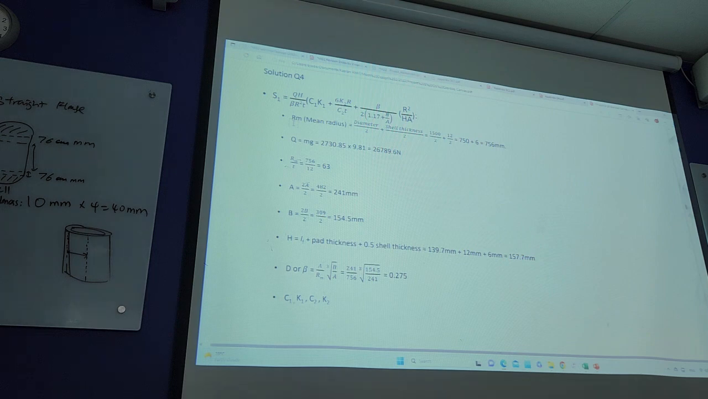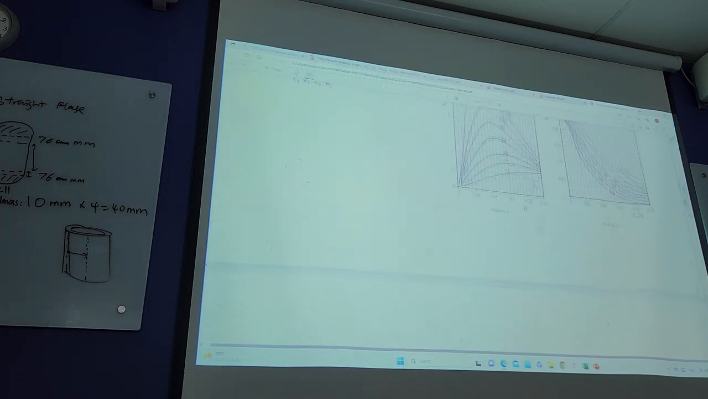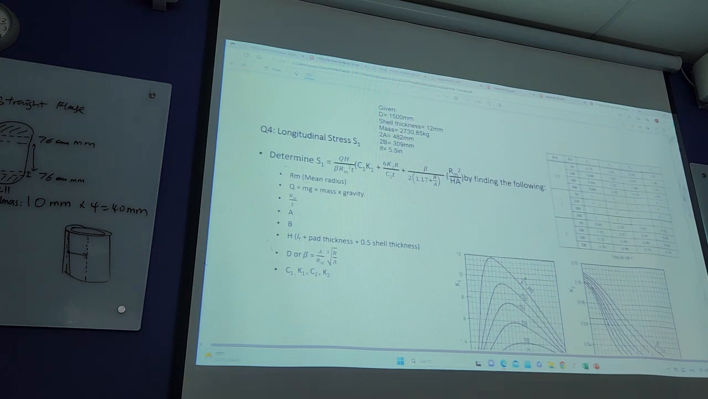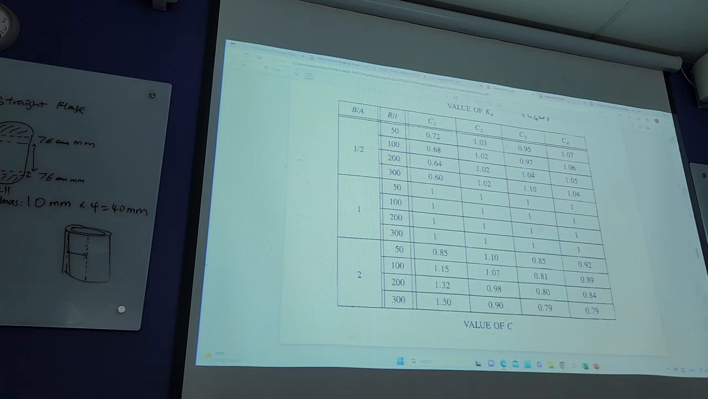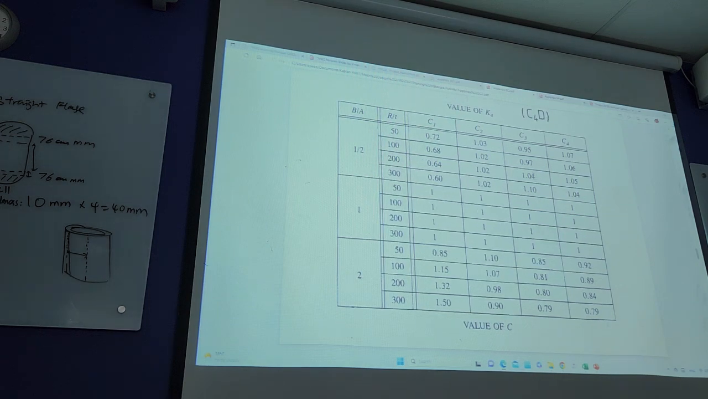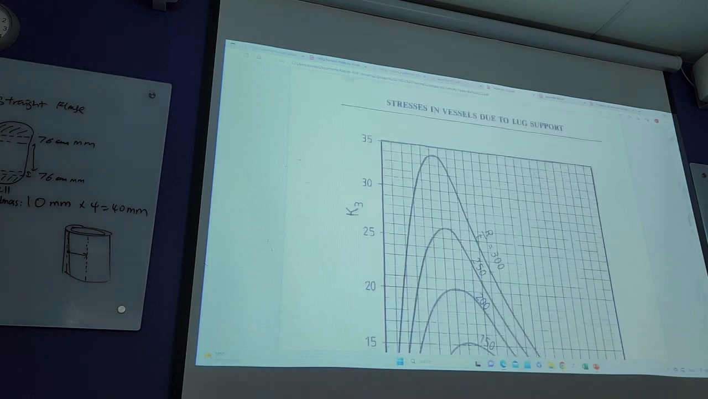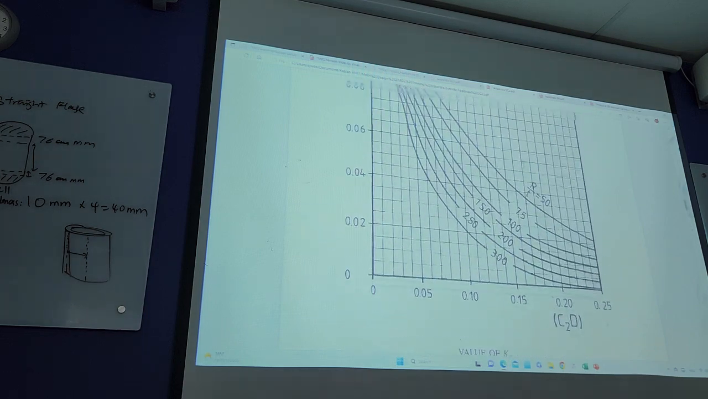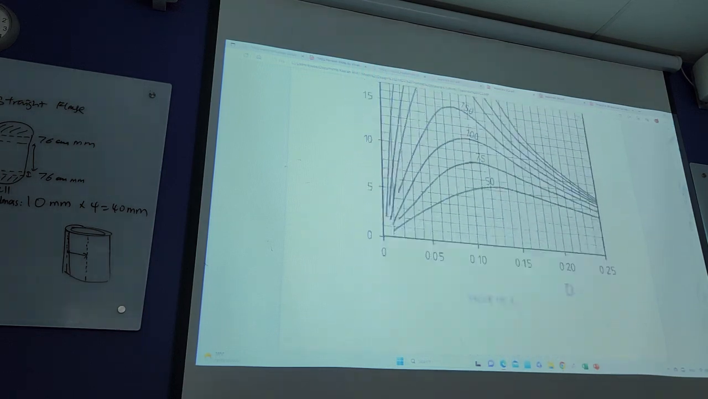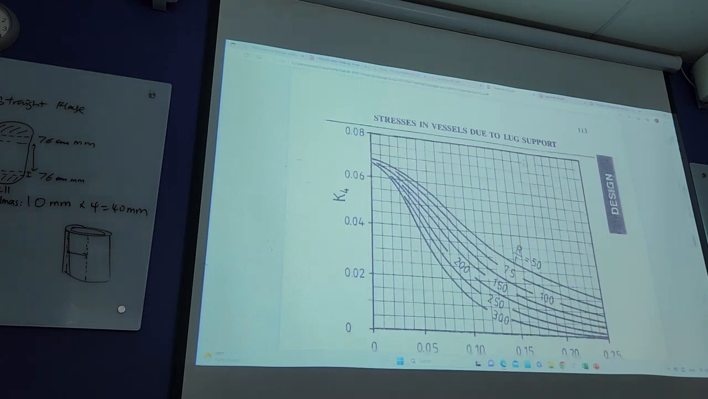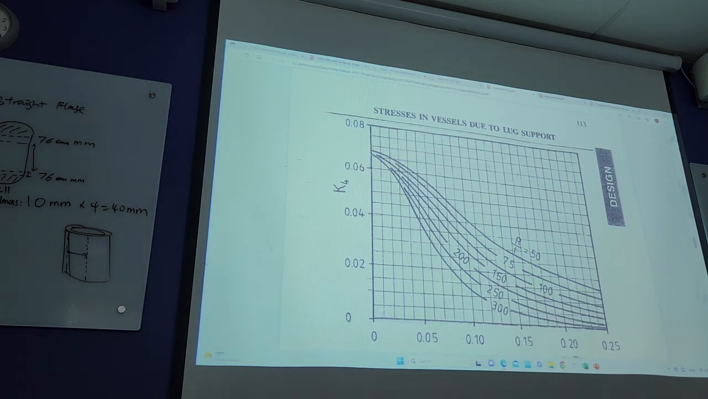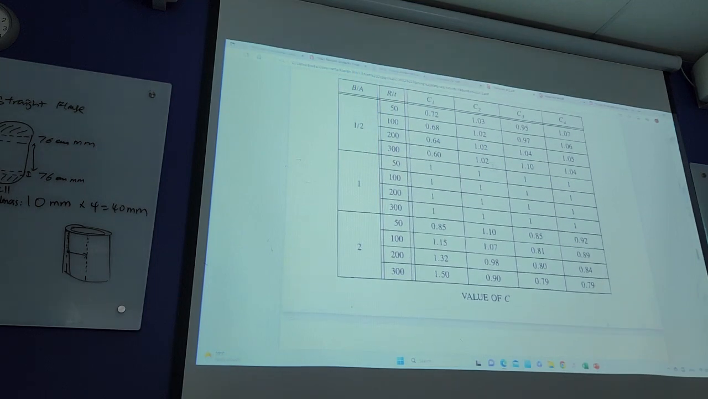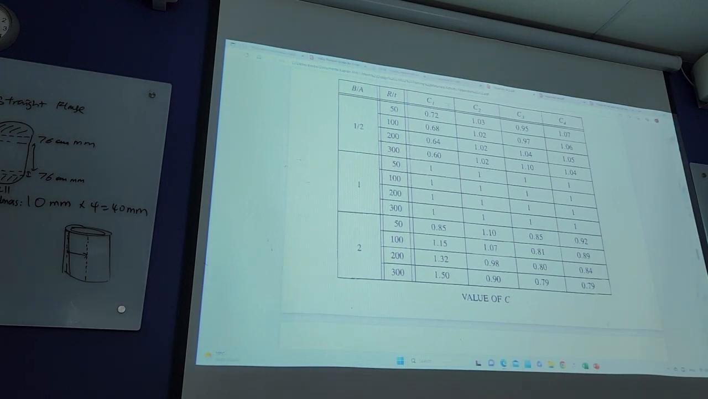Alright, but when to find this C1, C2, then we have to come here. Appendix 5, Appendix 5, this table. Alright, so just now we have seen this beautiful graph to find K1, K2, K3, K4. Alright, after that, page number 113, you have this table, right? Okay, so just now, what is the value of BA?